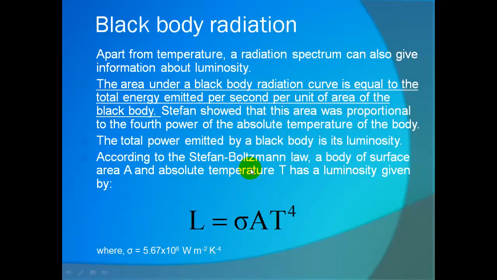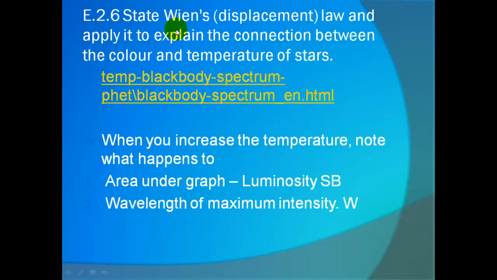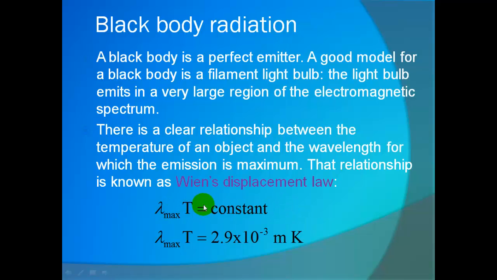Another factor is Wien's displacement law, which is this. When you increase the temperature, note what happens to the area under the graph, which we looked at, the luminosity, which is the Stefan-Boltzmann law. The wavelength of maximum intensity gets smaller, and here we have it. As the temperature increases, the wavelength of maximum intensity decreases, so the peak moves further to the left on the graph. So this is also a way, if you know the wavelength of maximum emission, then we can work out the temperature of the surface of the star.